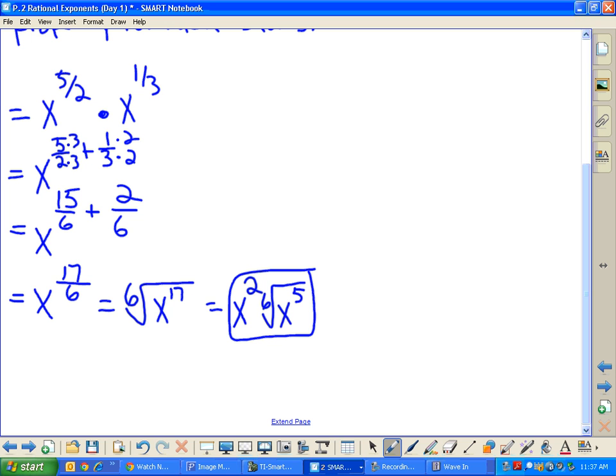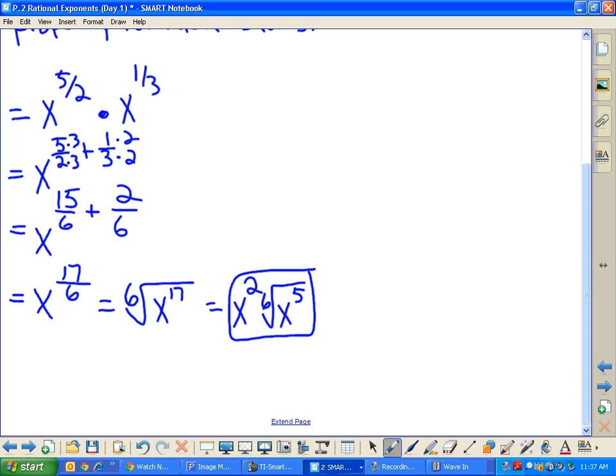So we have x squared times the 6th root of x to the 5th. One radical, completely simplified. Questions about that? So out of this, we get a 3-step approach. I know some of you like step by step by step, right?